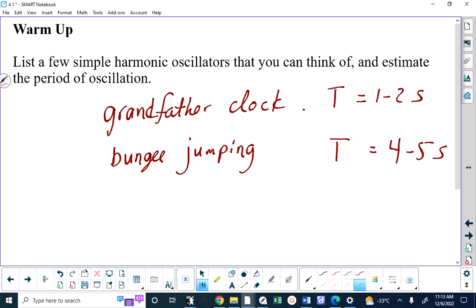What about animals? Are there any animals that have periodic motion? Sure, the wings of a bee or the wings of a hummingbird. Bee is typically the example that we use. Bee wing flapping.